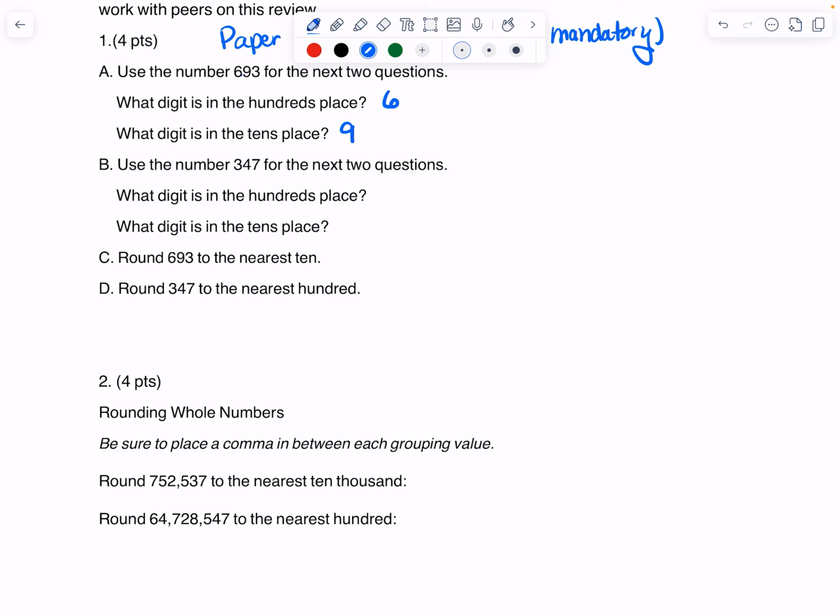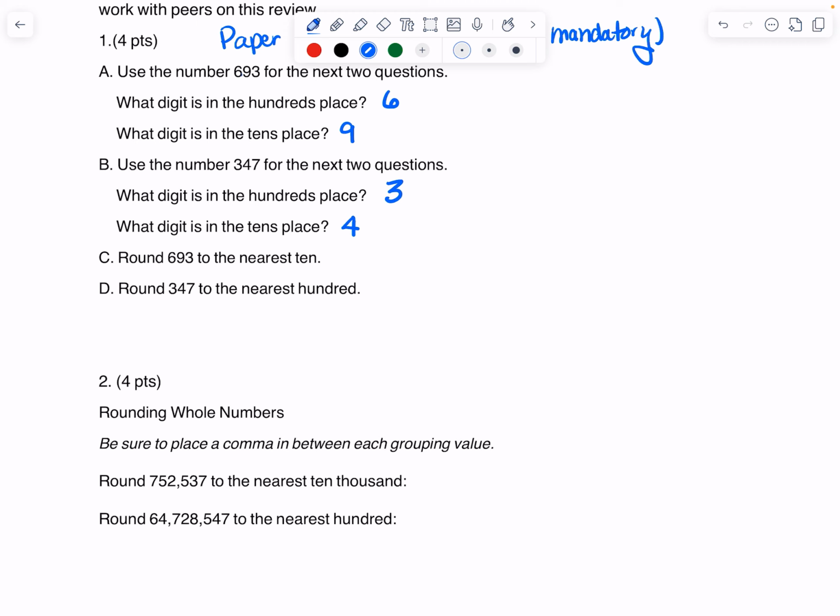Part B. Use the number 347 for the next 2 questions. What digit is in the hundreds place? Well, we know the 7 is in the ones, the 4 is in the tens, and the 3 is in the hundreds. So the answer is 3. And what digit is in tens place? The answer is 4.